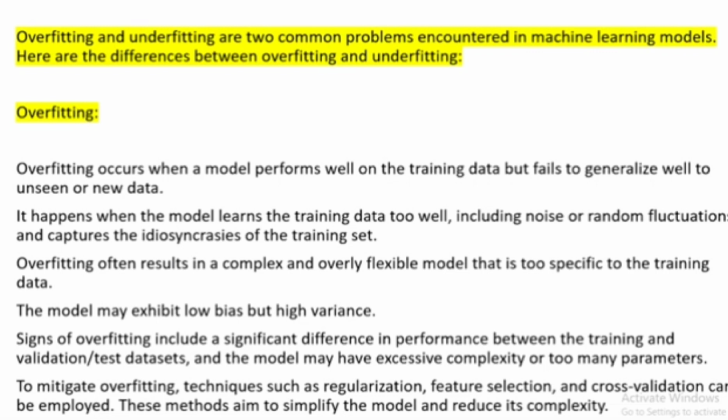Signs of overfitting include significant differences in performance between the training and validation or test datasets, and the model may have excessive complexity or too many parameters. To mitigate overfitting, techniques such as regularization, feature selection, and cross-validation can be employed. These methods aim to simplify the model and reduce its complexity.